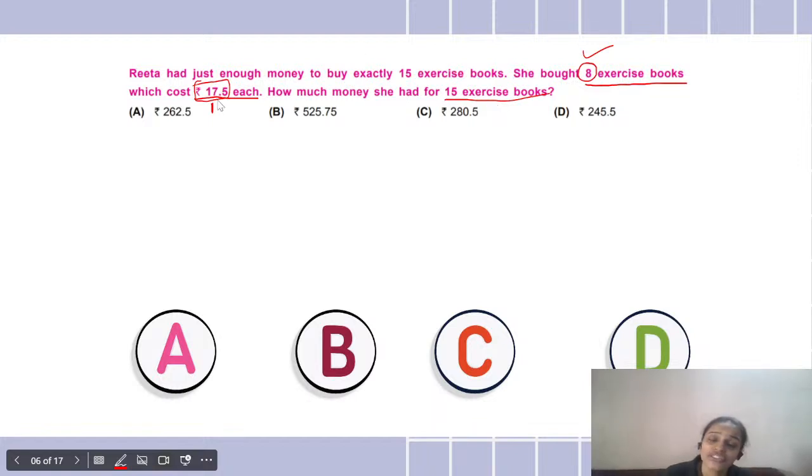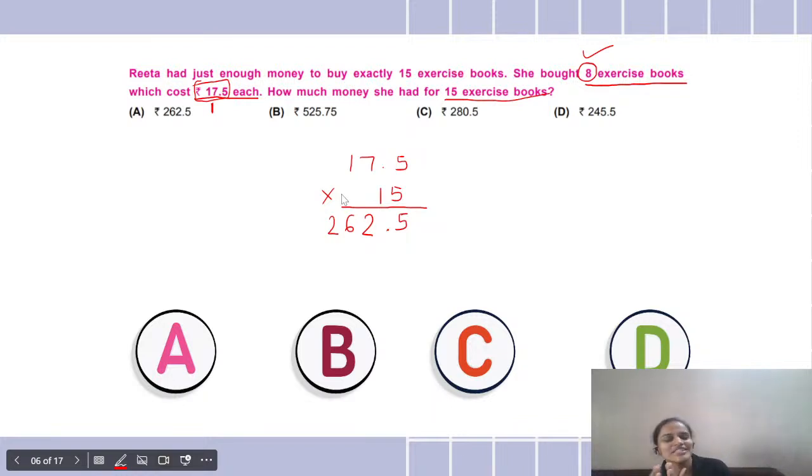एक exercise का cost इतना है. So it is easy to find out 15 exercise books. So what are we going to do? We are simply going to multiply 17.5 by 15, and when we do this, we get the answer. Yes, so all my children have given the correct answer. Very good, congratulations. Option A is absolutely right. 262.5 is the correct answer.